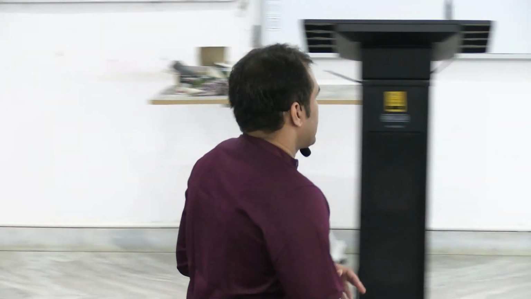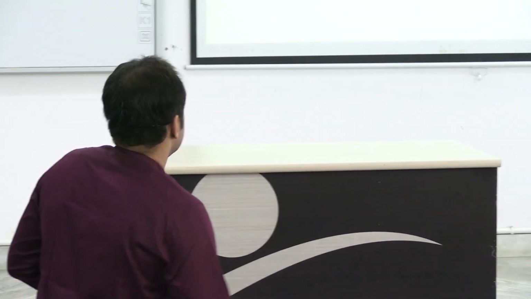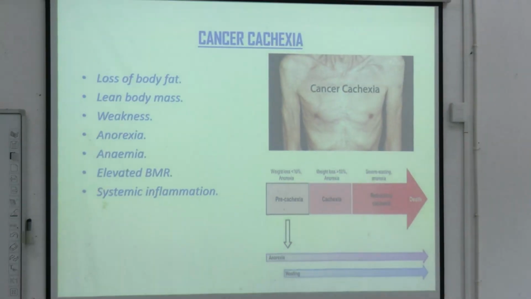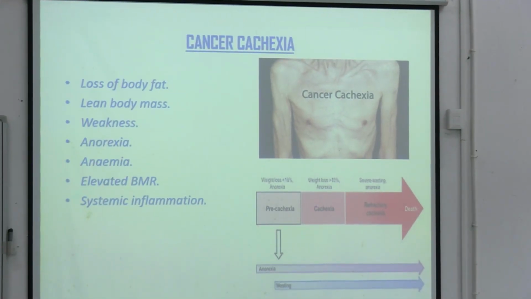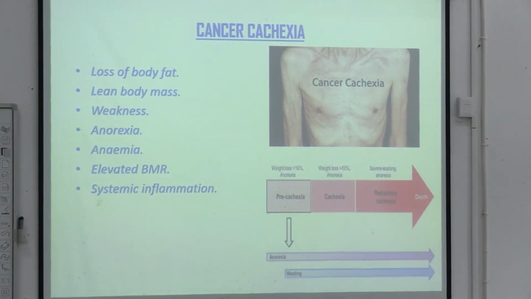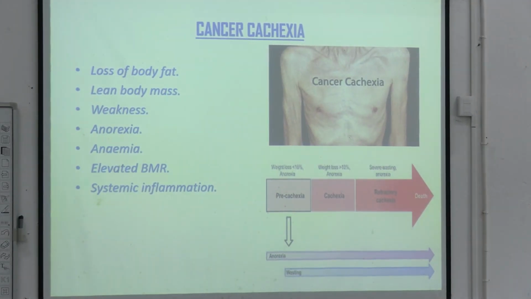So this is about cancer cachexia. If someone asks you what is cancer cachexia, just explain this. There is loss of body fat, lean muscle mass because muscle wasting occurs, increased basal metabolic rate, weakness, anorexia, elevated BMR which we just explained, and systemic inflammation. Obviously in any cancer patient secondary inflammation occurs, right? So these are the features of cancer cachexia.